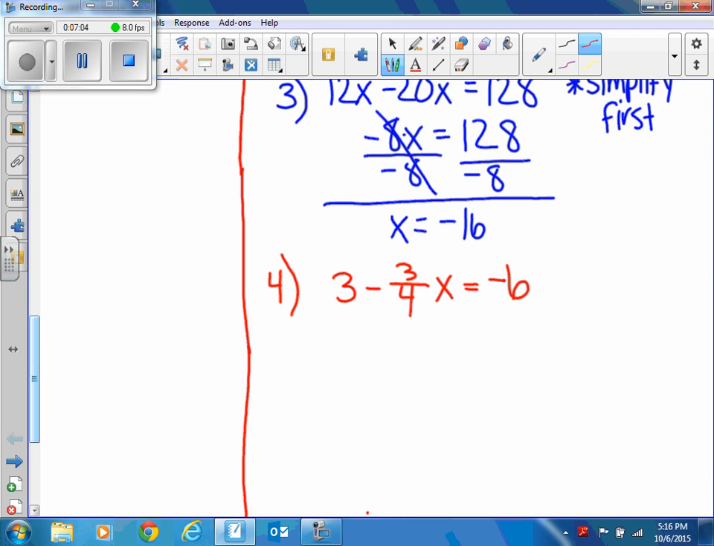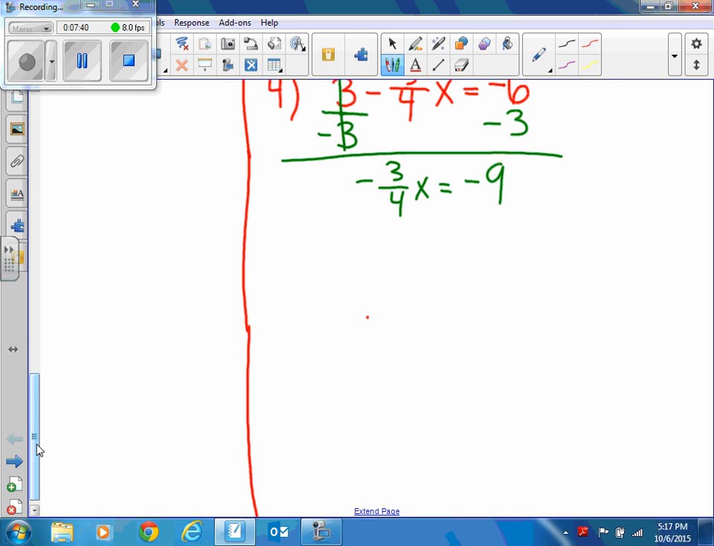Well, there's a couple different ways, and we saw something similar to this today when we did it in class. So the first step is always going to be the same. I want to get rid of what's farthest away from x. So I'm going to get rid of this little 3 over here. So of course this is a positive 3. I'm going to subtract 3 from both sides. A positive 3 and a negative 3 cancels. I'm left with negative 3/4 x equals a negative 6, and a negative 3 is going to give me a negative 9.